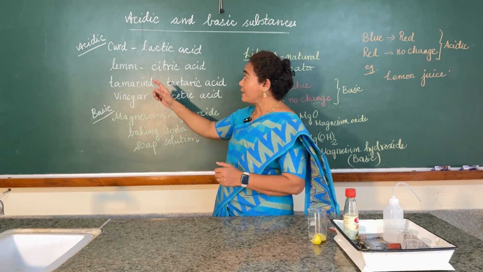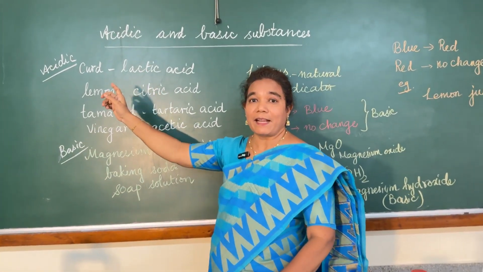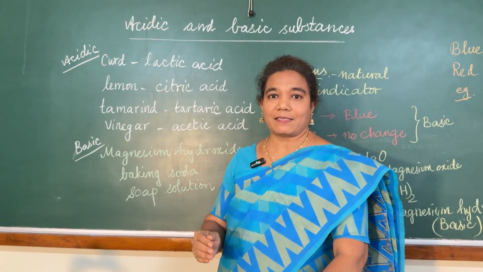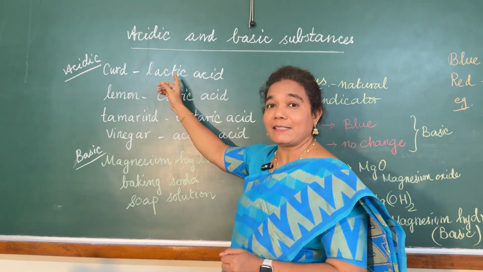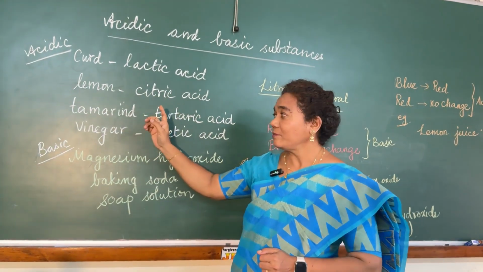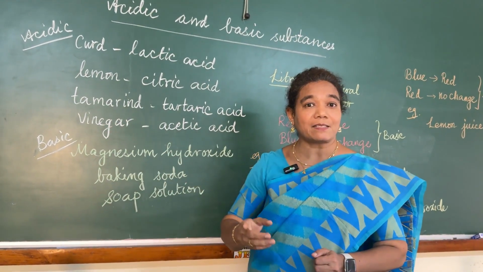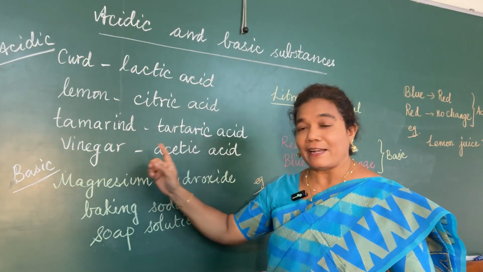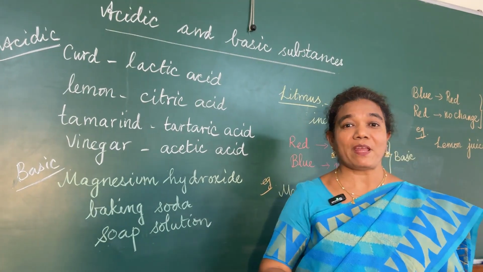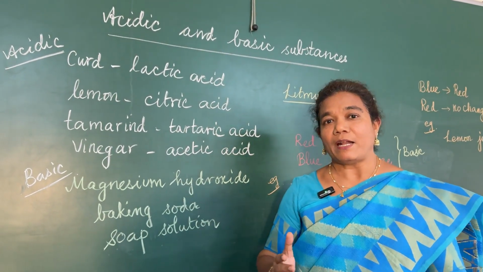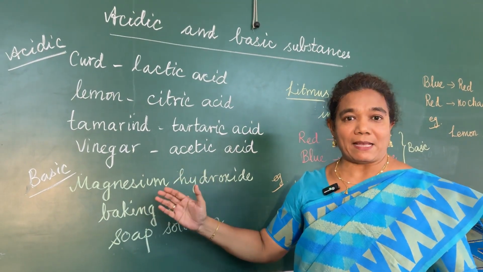For example, curd. These acidic substances are sour in taste and they contain acids. So curd contains lactic acid. Lemon contains citric acid. Tamarind, its taste is sour and it contains tartaric acid. Vinegar contains acetic acid. So we can call them acids. They are all acidic in nature. Understood? Now we'll come to bases.